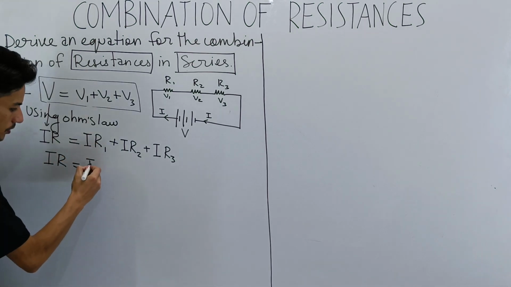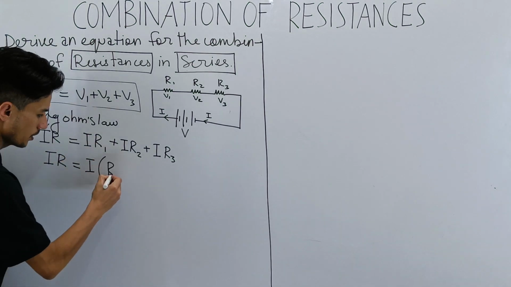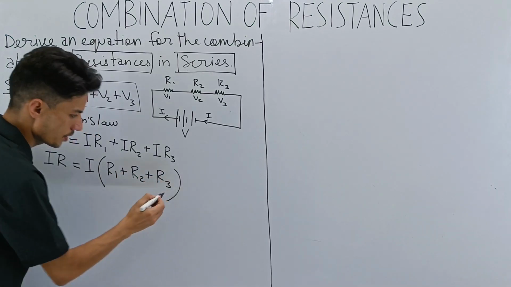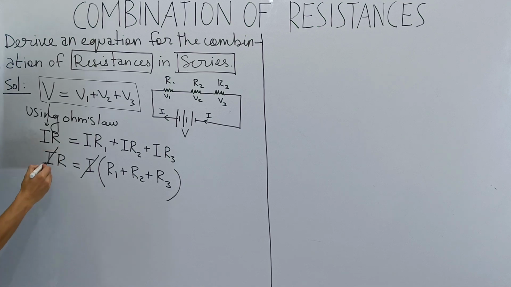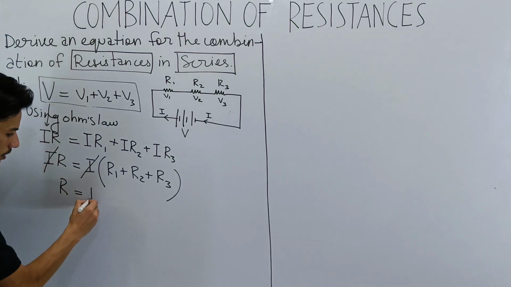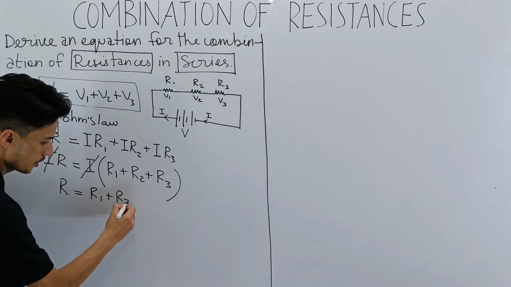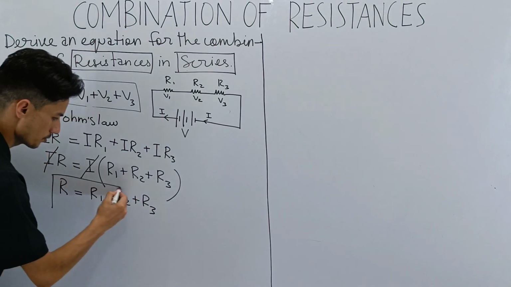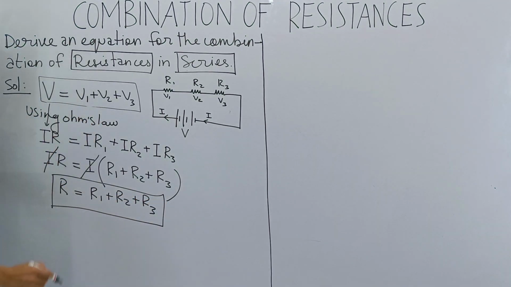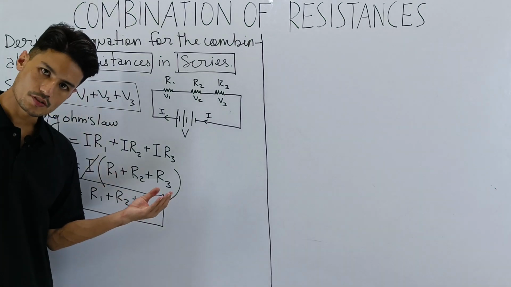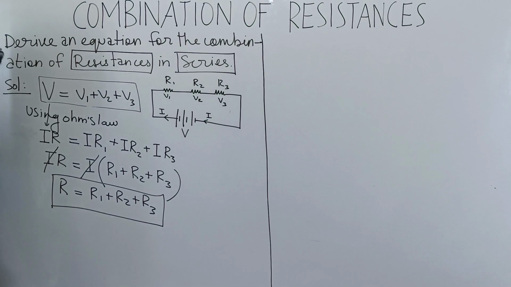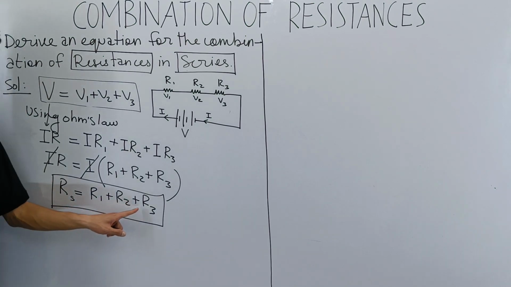Here, take I common. If you take I common, you are left with R1, R2, R3. Cut I, R, you'll get R1 plus R2 plus R3. This is it, my dear students. How easily we have derived an expression for a combination of resistances in series. This is the formula to find the equivalent resistance if the combination is in series.